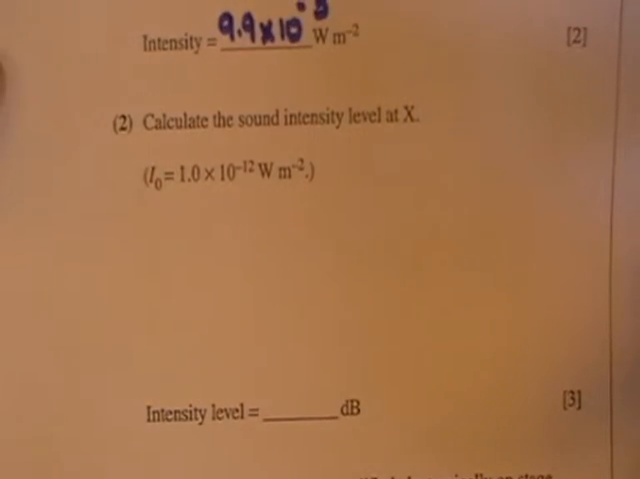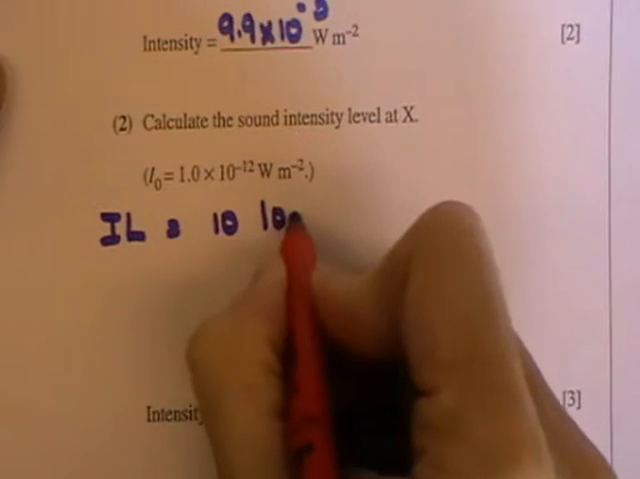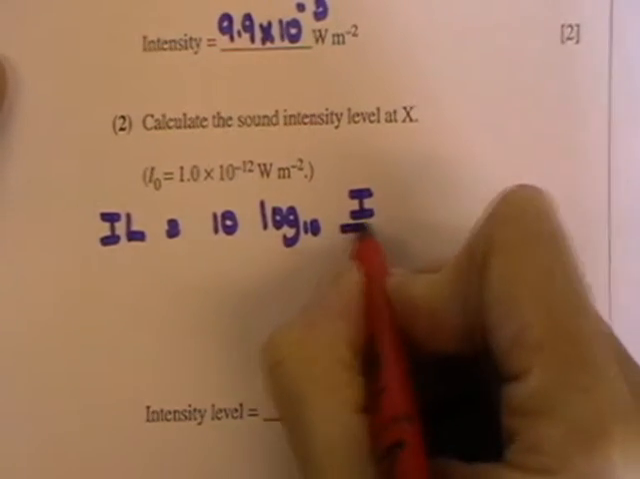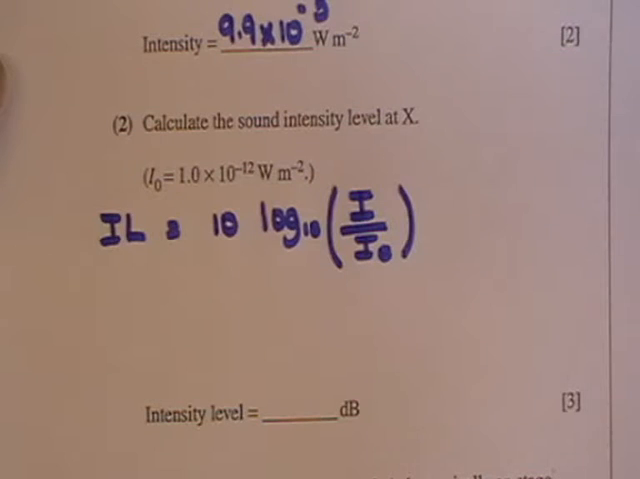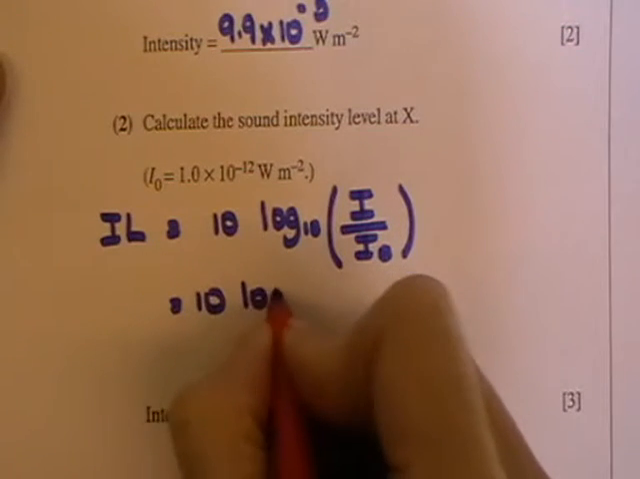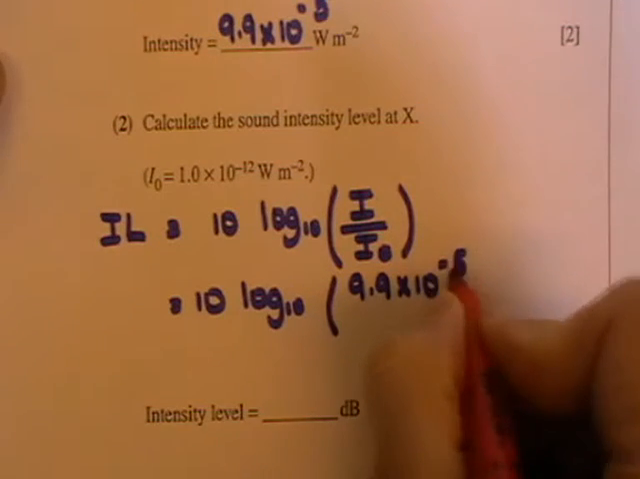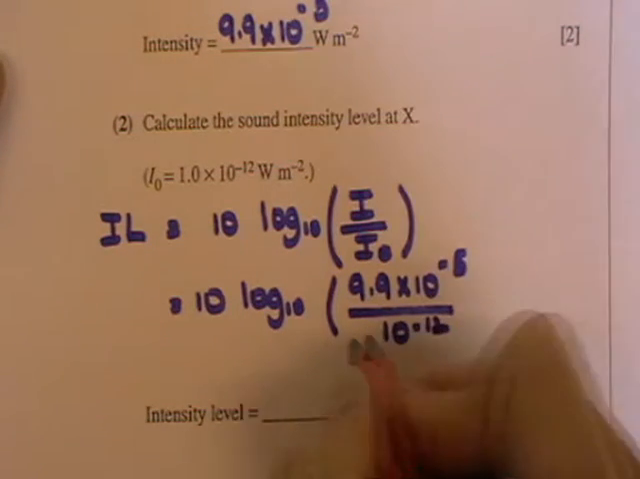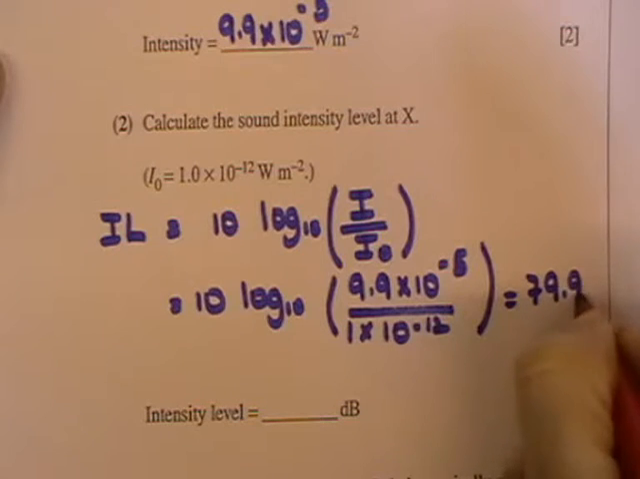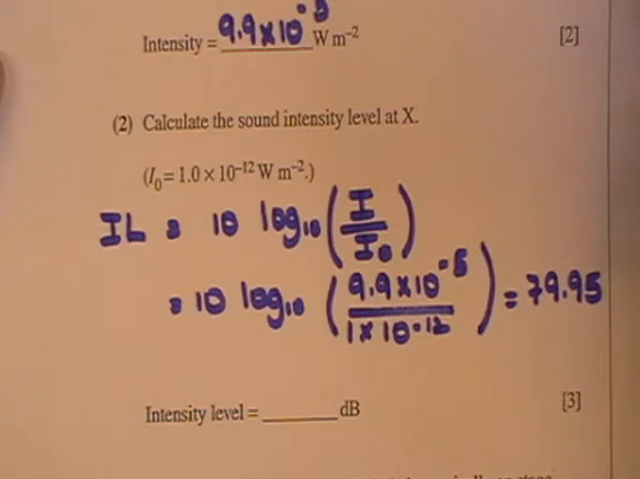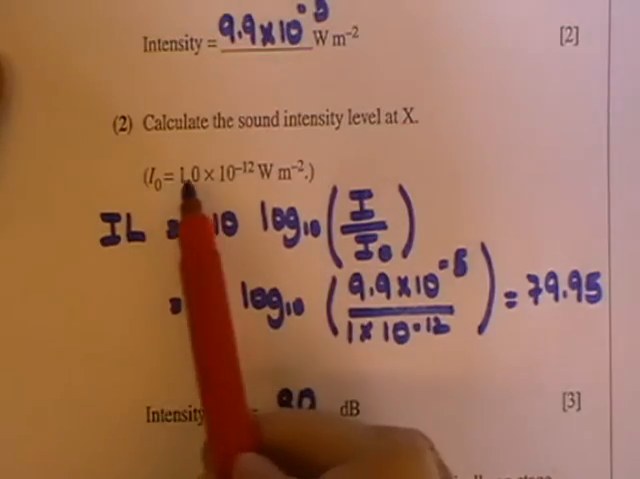Calculate the sound intensity level at X. So I'm going to write that equation as IL, the intensity level. And it's 10 times log to the base 10 of the intensity at X over the threshold intensity, which is 1 by 10 to the minus 12, the quietest sound that you can hear. And when you put those numbers in, you get 10 times log to the base 10 of 9.9 by 10 to the minus 5 divided by 1 by 10 to the minus 12. And that comes out as 79.95 decibels. And given that we have only got 2 significant figures, we're going to round that up to 80 decibels.